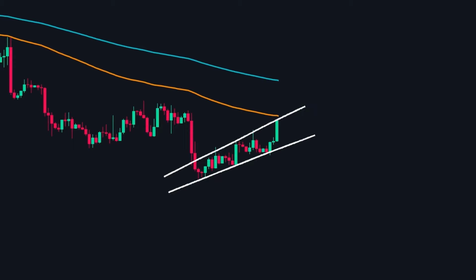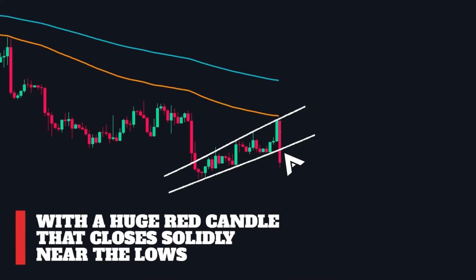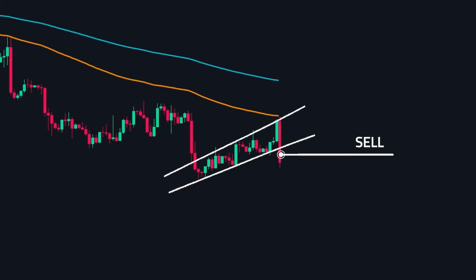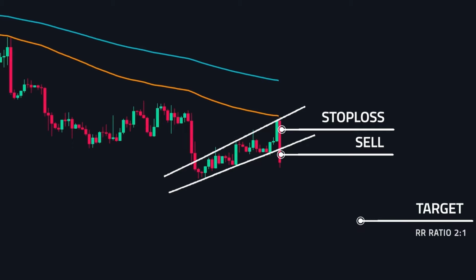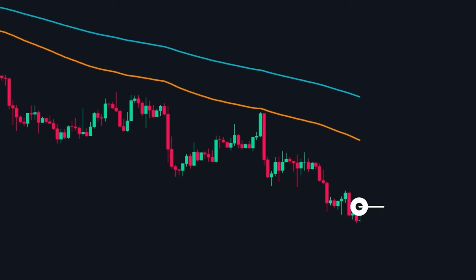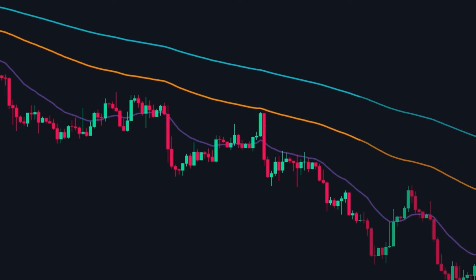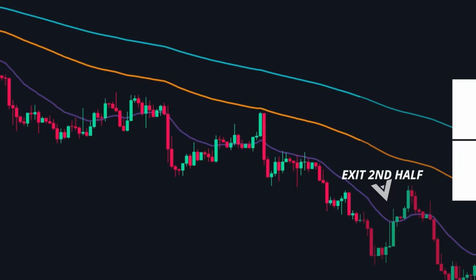On this candle, the price breaks below the lower limit, with a huge red candle that closes solidly near the lows. We enter a sell trade at the candle's close, with our stop loss above the lower border and a risk-reward ratio of 2:1. Once the price reaches our target, we will close half of our position. We then use the 20 EMA to track our profits. We will exit the remaining trade whenever the price closes above the 20 EMA.